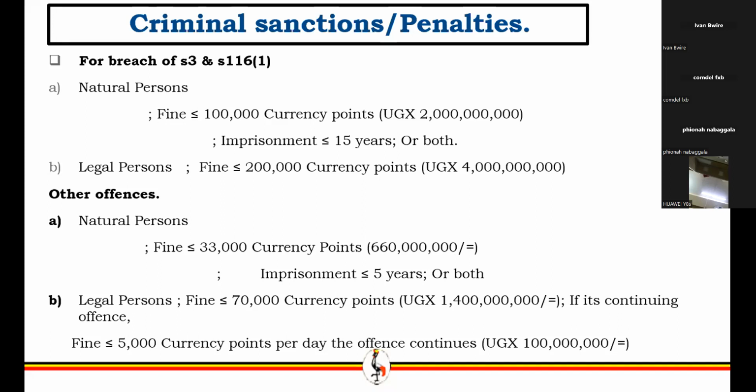So section 3 and 1.1 talk about the ingredients of money laundering. What are those things that we can say that you have committed money laundering? When you commit such things, then you attract a penalty of 2 billion or imprisonment of 15 years. So for legal persons, that is for companies, it attracts a penalty of 4 billion shillings. You'll note that there is no imprisonment for companies because you cannot imprison a company.